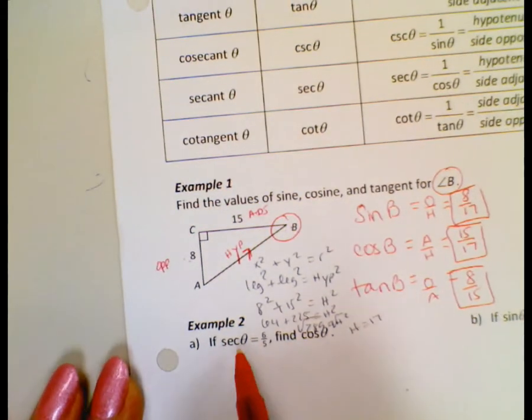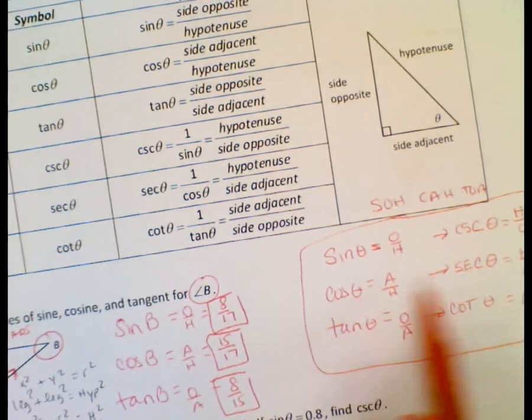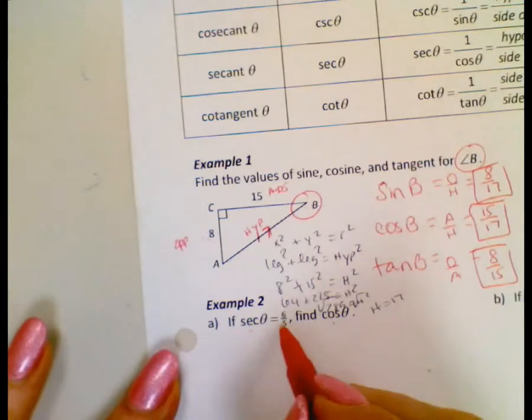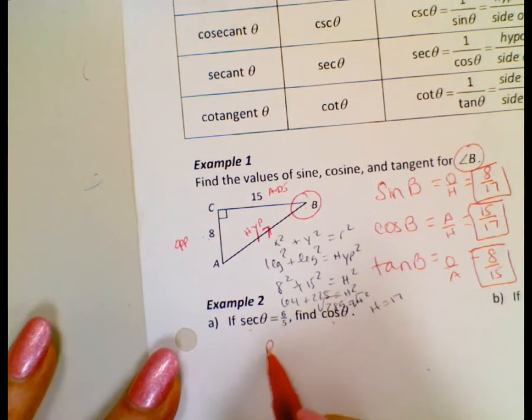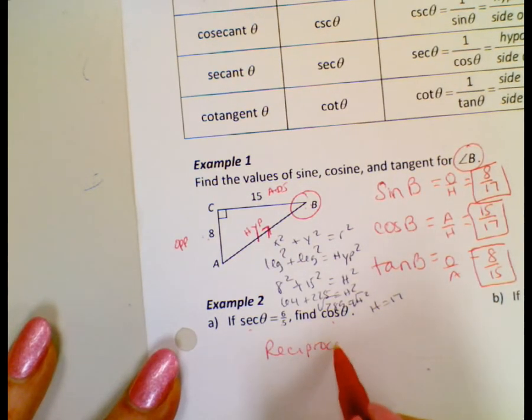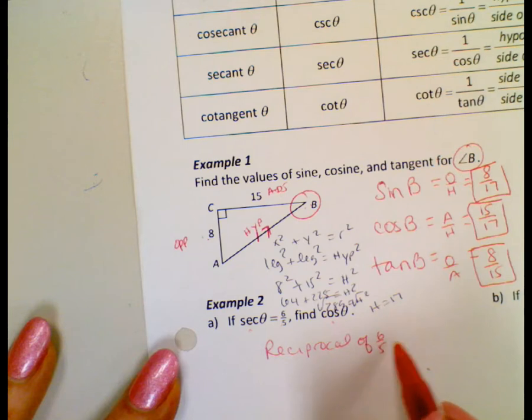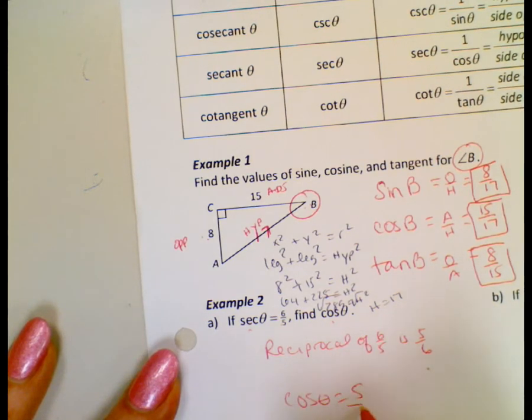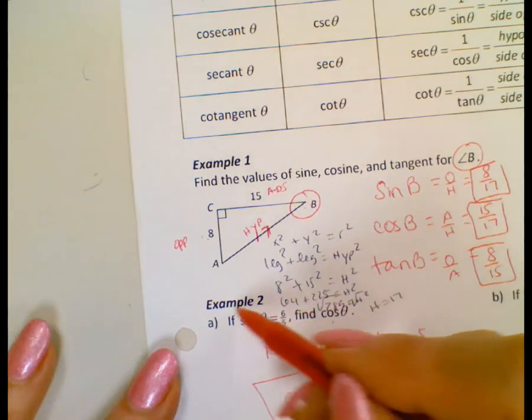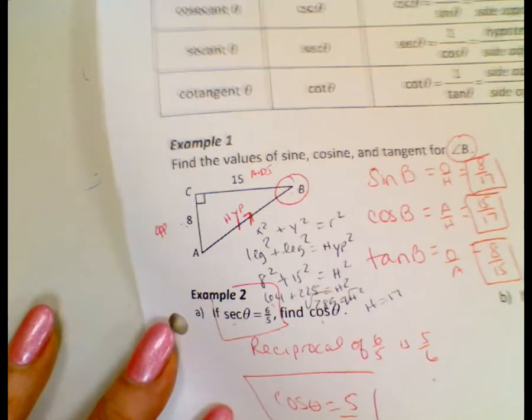Now this one, secant and cosine, if you look at over here, my chart, secant and cosine are reciprocals of each other. So if it says that secant is 6/5 and they want cosine, the reciprocal of 6 over 5 is 5 over 6. So cosine of theta is 5 over 6. It's the flip of 6/5.